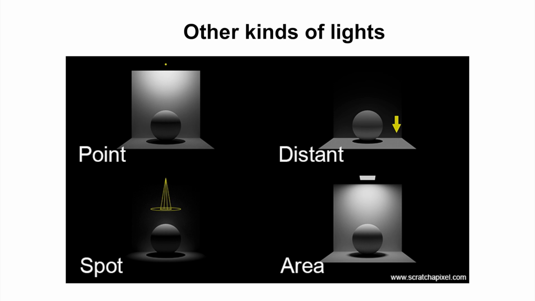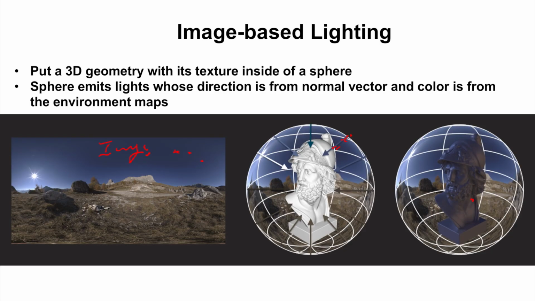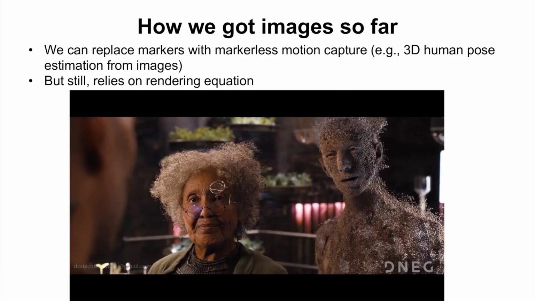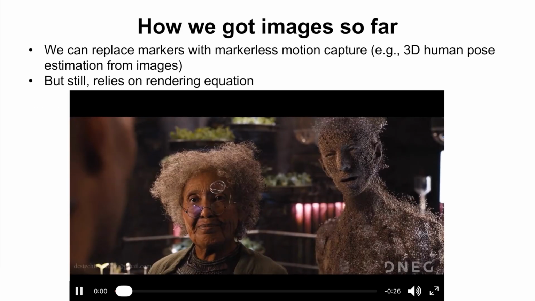Of course, there are many kinds of light. The point source light, distant light, spot, area. There are many lights, but these are some very narrow lights. But this environmental map gives a global light. And let's see this video.